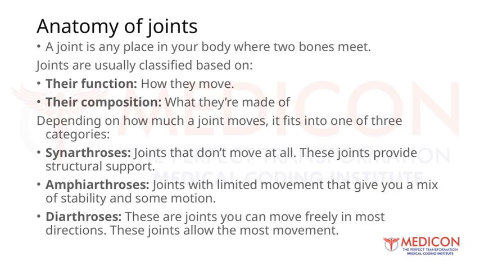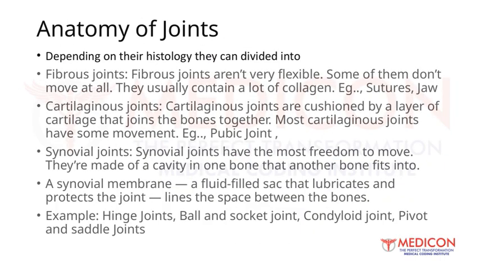Understanding these categories helps us see how the structure of a joint relates directly to its function, which ties back to the overall theme of how our body is designed for both support and movement. Let's take a closer look at the anatomy of joints. Joints can be classified based on their histology, or the tissue types they contain.